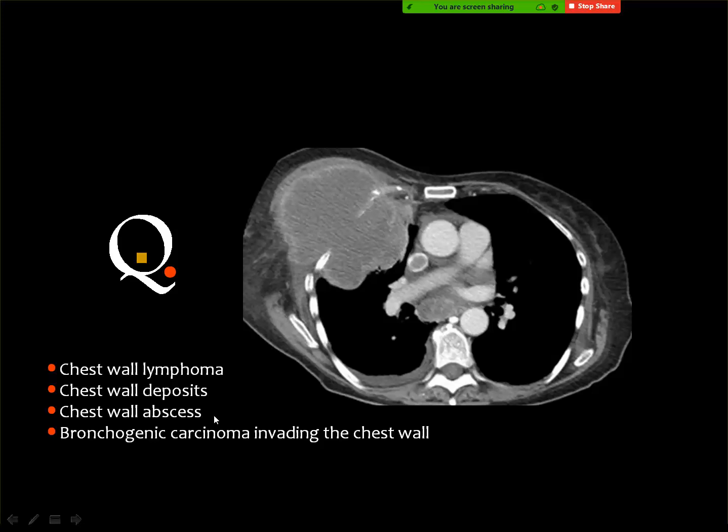metastatic deposit, and this is not an abscess, of course, but the possibility of a bronchogenic carcinoma that has invaded the chest wall should also be kept in mind, provided that you have a metastatic node in the mediastinum and also a thrombus in the superior vena cava. These are supporting findings for this lesion to be a bronchogenic carcinoma invading the chest wall.